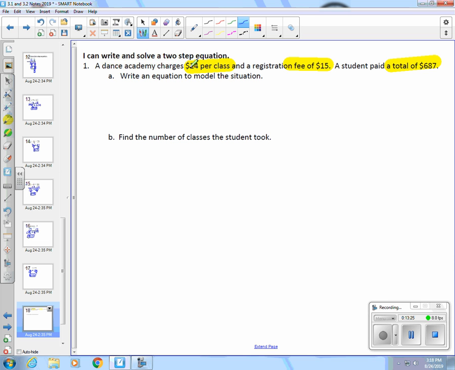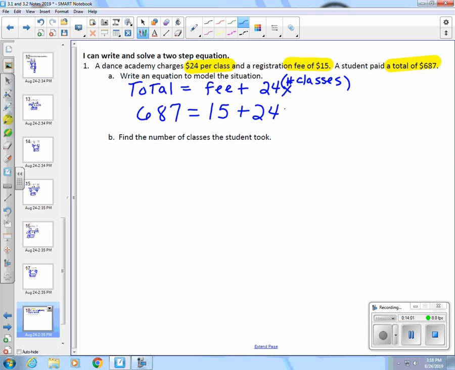So when we're looking at this, we want to think, okay, I have my total that I have to get to, and that's equal to a fee that I have to pay plus however many classes I'm going to take times $24 for every class. This would be the number of classes here. $24 times that number of classes. So as we write this, our total is $687 equals 15 plus 24 times x.